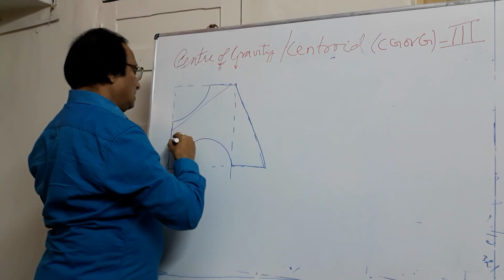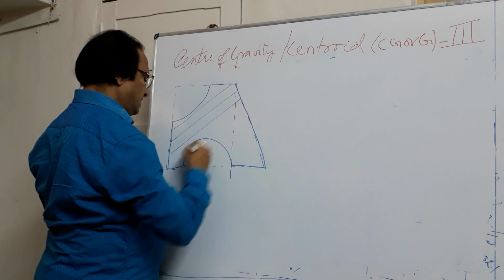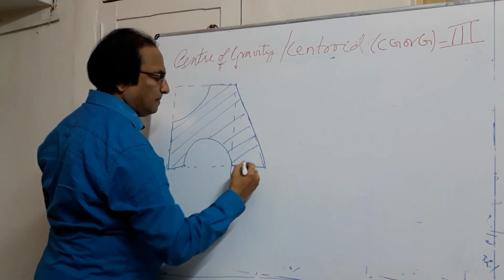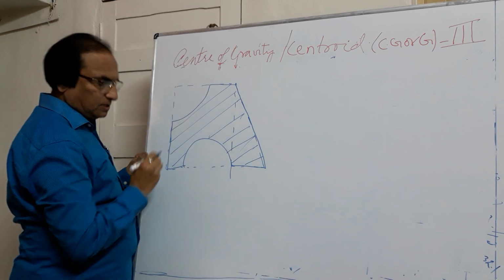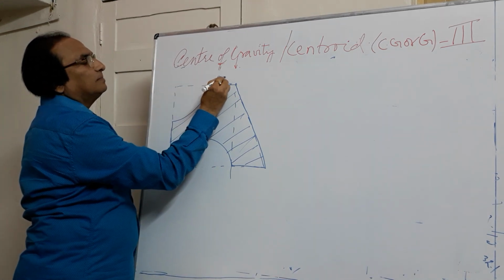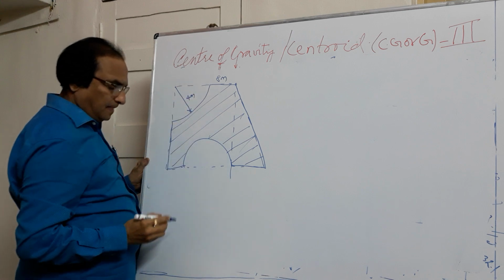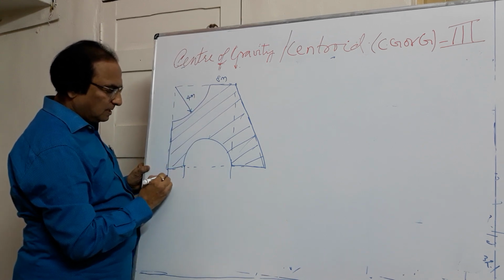Now I want to look at the centroid of this shaded area. So you see various figures here. Let us note down the dimensions. This distance is 8 meters. This radius is 4 meters. This distance is 4 meters.